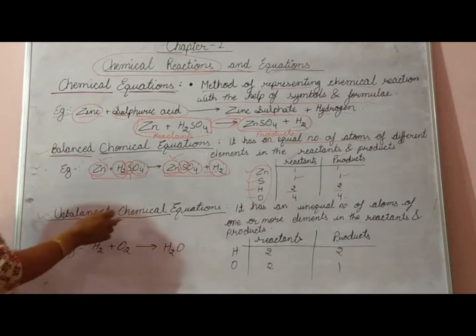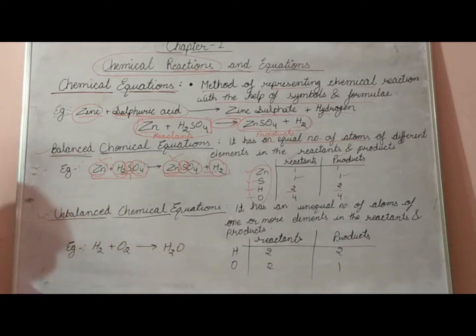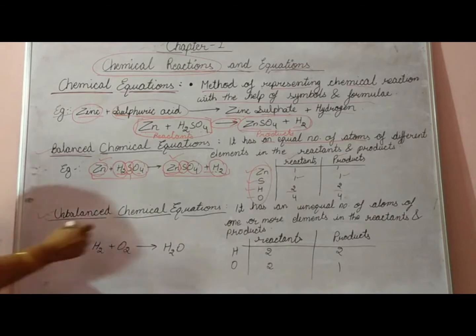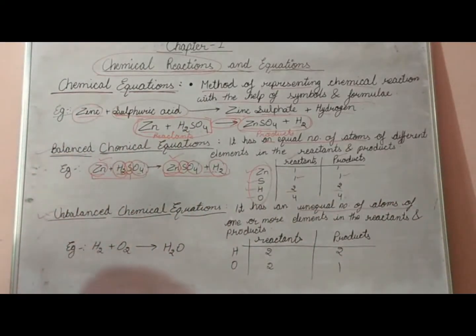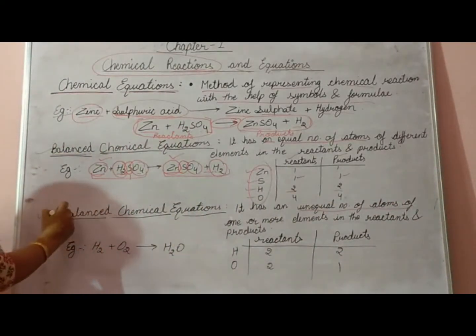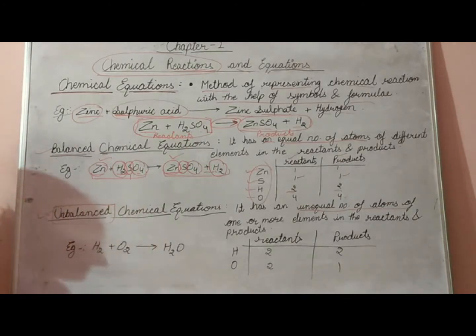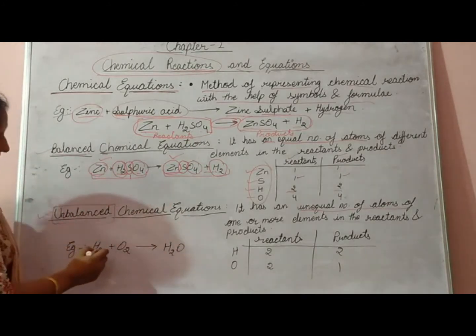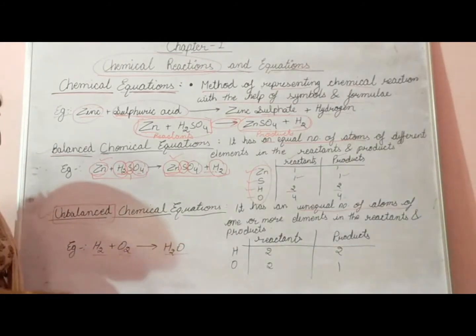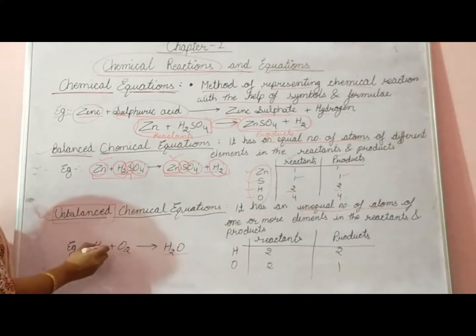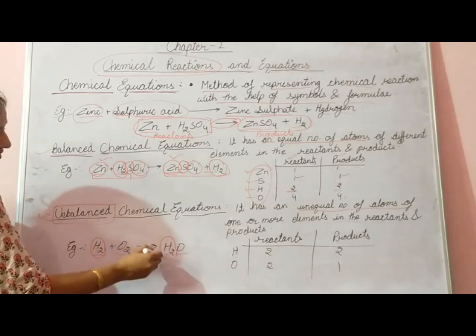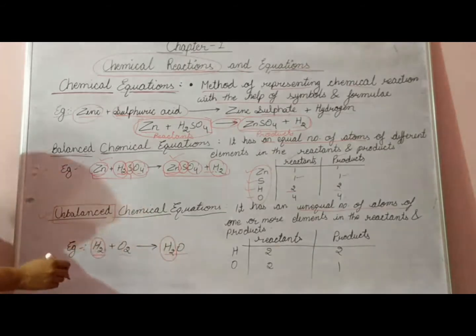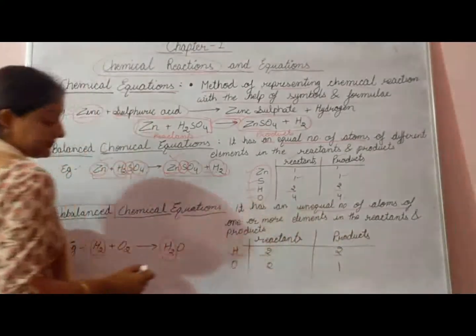Next is the unbalanced chemical equation. If an equation has an unequal number of atoms of one or more elements in the reactants and products, then the chemical equation is said to be unbalanced. Let's consider one example. This is the reaction between hydrogen and oxygen to give water. In this reaction, the number of hydrogen atoms at the reactant side is 2 and at the product side is also 2. So we can say that this is balanced.